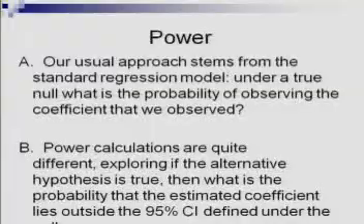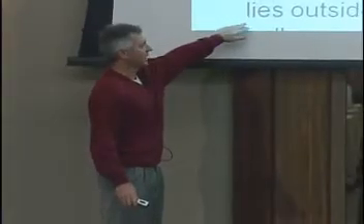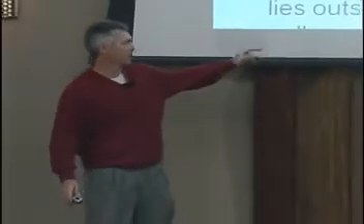Okay, now power is interesting because I think most of our intuition stems from this typical regression model, where we think about it under a true null, what is the probability of observing the coefficient that we observed? That's usually where all of our intuition comes from. But now power is a little bit different. It's exploring if the alternative hypothesis is true, then what is the probability that the estimated coefficient lies outside the 95% confidence interval defined under the null. That's exactly what we're talking about with power.